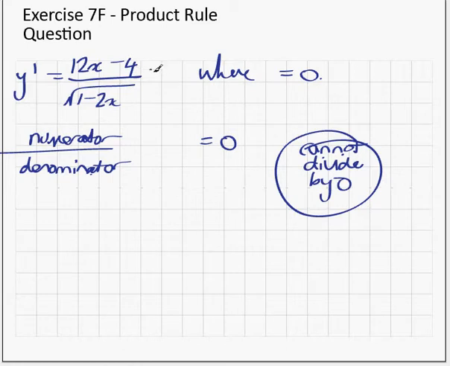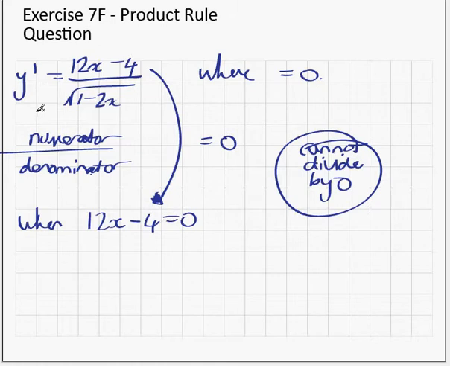So this question distills then to something a little simpler, where we're really just looking at when 12x minus 4 is equal to 0. Even though we have a bottom part of the fraction, we don't want to know if that equals 0 unless it happens to be the same value here. So we've got 12x is 4, so x is 4 12ths, which is the same as 1/3.